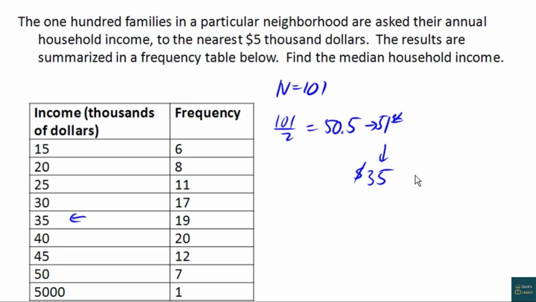So the 51st piece of data is 35,000. So notice that with the median, the median income in this neighborhood has not changed with the addition of this very rich family. So this is one of the features of the median, is that it is not swayed by outliers nearly as much as the mean is.